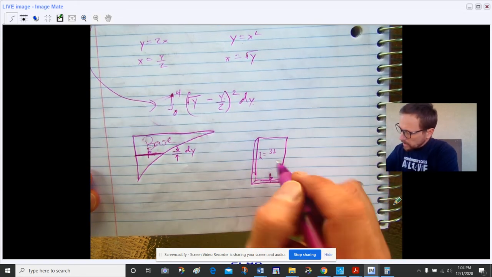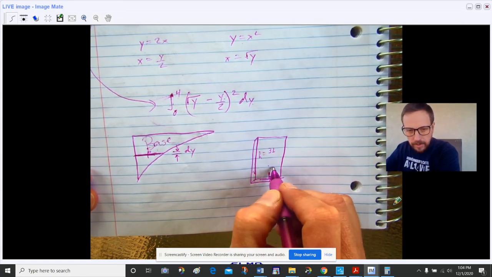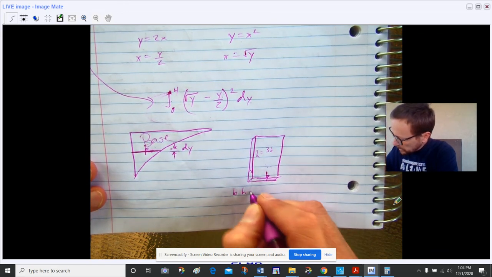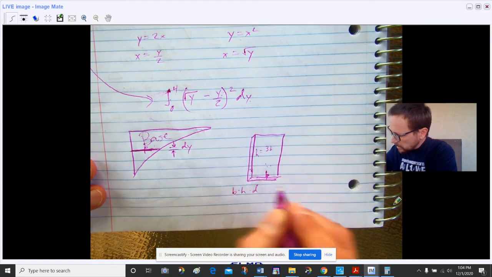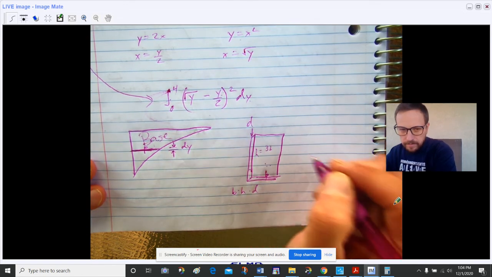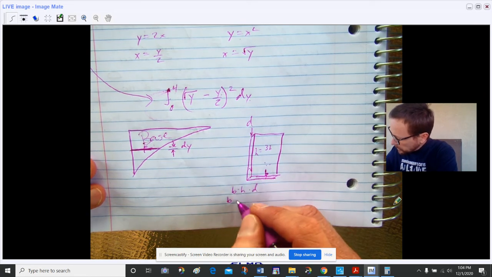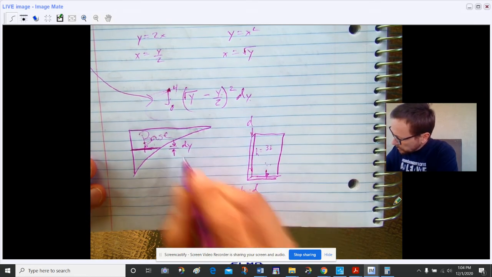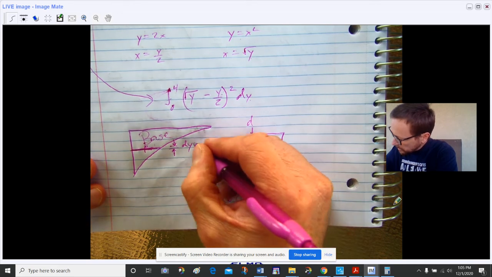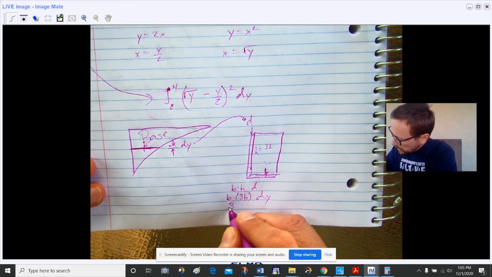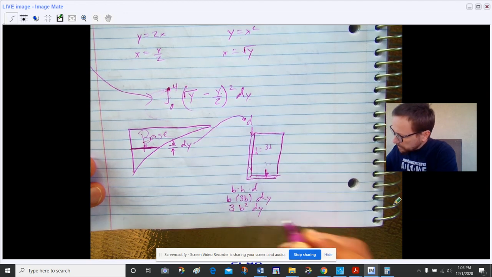All right. So if we want to find the volume of this rectangular prism, remember, base times height times depth, because that's what this is. This is our depth right there. So our base, well, that's b. Our height, well, that's 3b. Our depth, well, that's dy. That's what dy is. It's our depth. All right, so we end up with 3b squared dy.